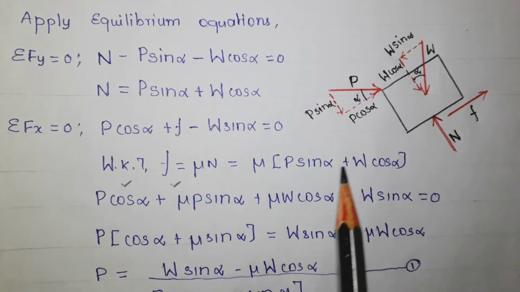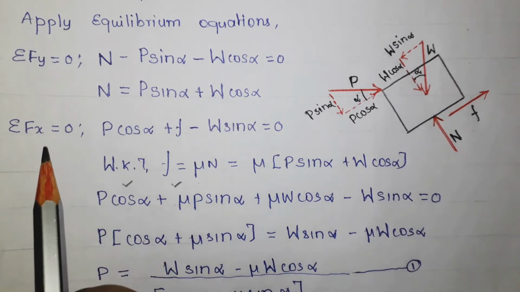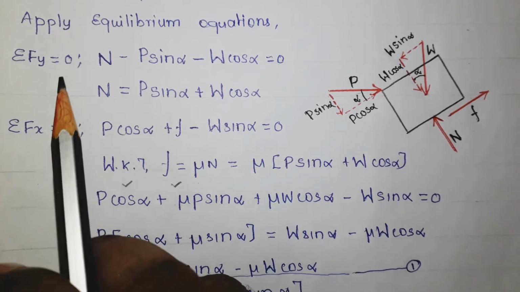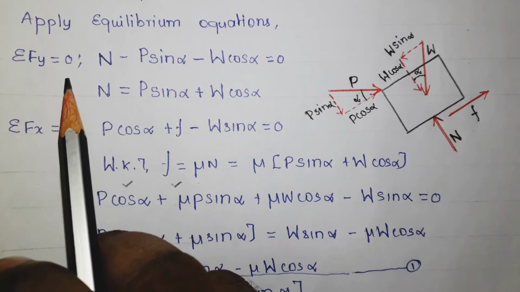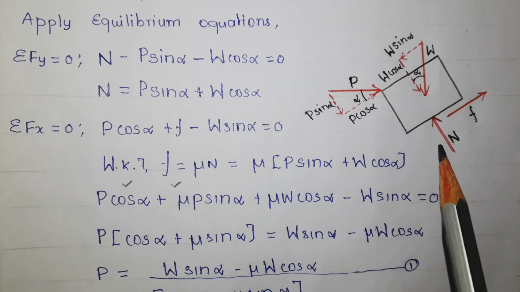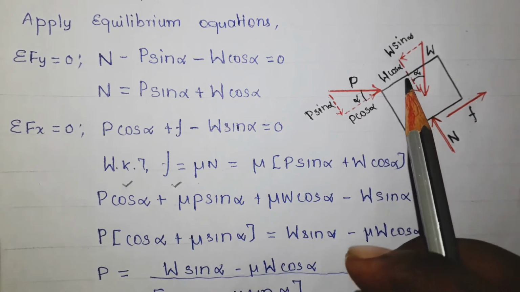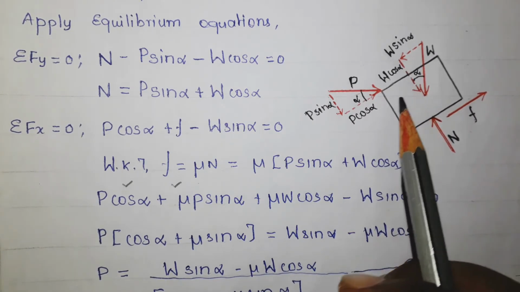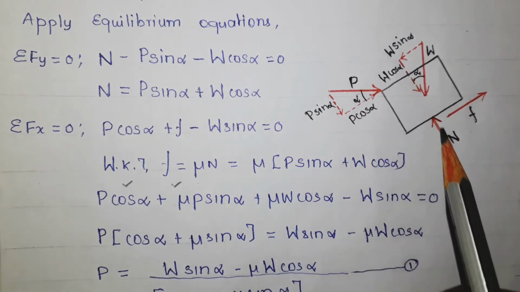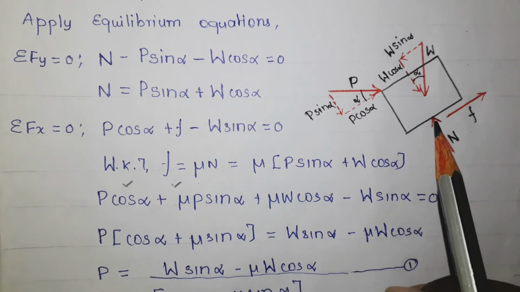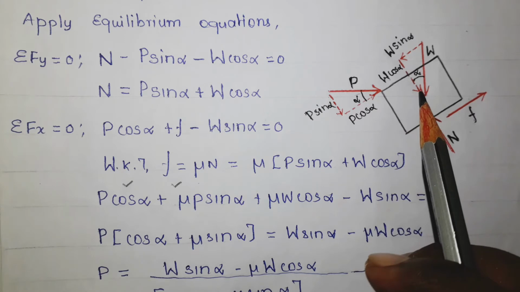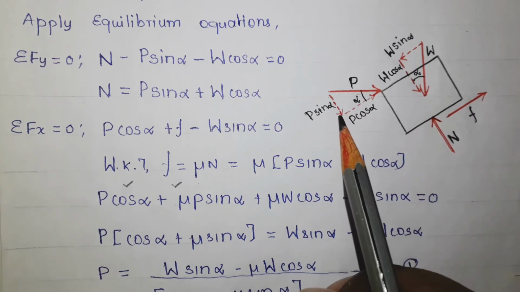Now step 3 is applying the equilibrium equations. Consider this a particle. So there are two equilibrium equations for particles: summation of F_x equal to 0 and summation of F_y equal to 0. Now apply the first equation: summation of all vertical or y components should be 0. If you take this free body diagram, there are three vertical forces: N, one component of weight, W cos alpha, and one component of force P, P sin alpha. Among these three, N is positive and the other two are negative, because of the directions in which they act.